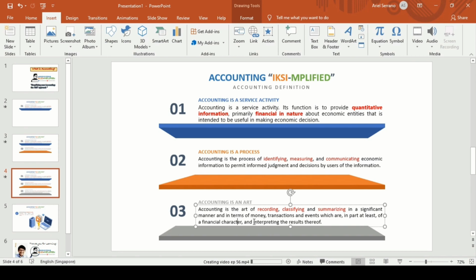And I guess one of the things that makes accounting an art is the interpretation. Because usually when we are dealing with arts, especially abstract arts, we interpret the meaning behind the art. So when we are talking of accounting, we also interpret based on the available data, okay? The financial reports that are presented to us. So these are the three common definitions of accounting.